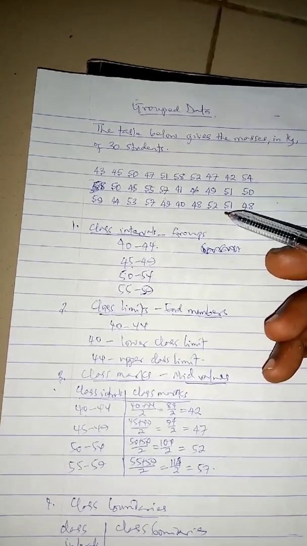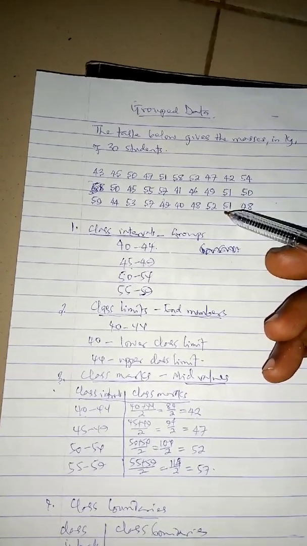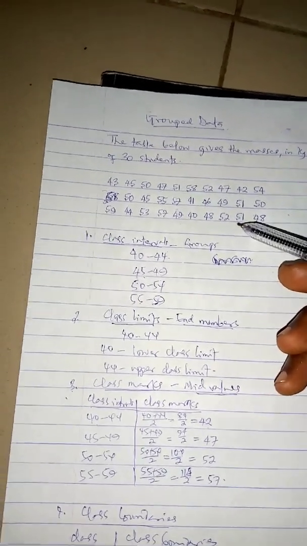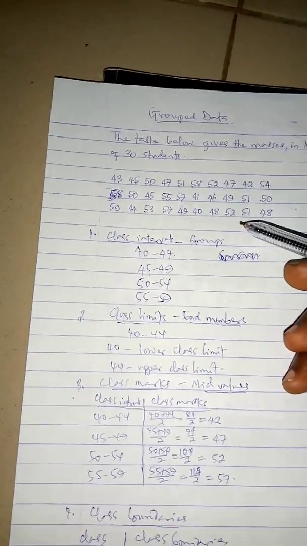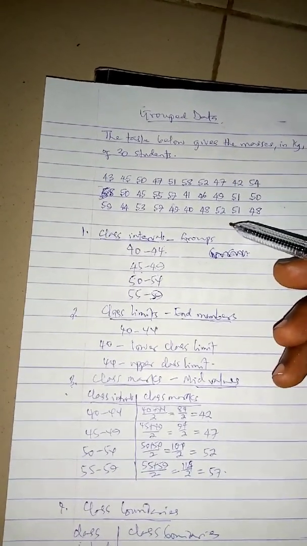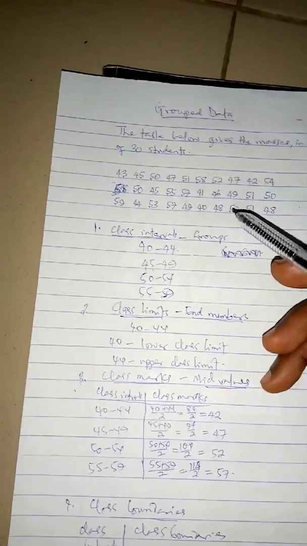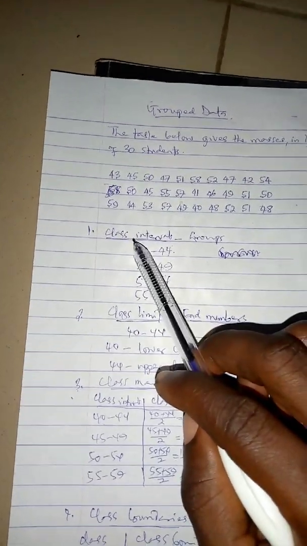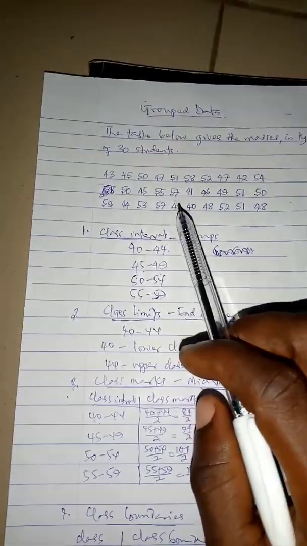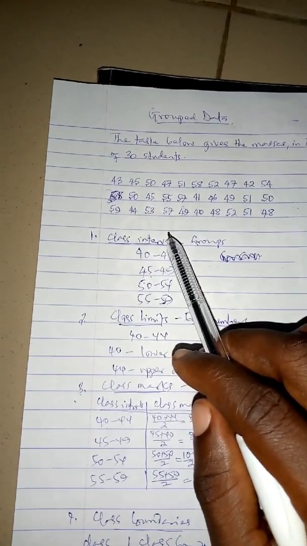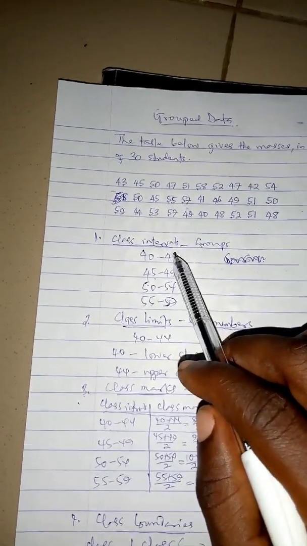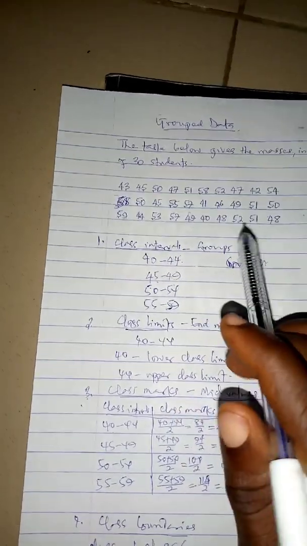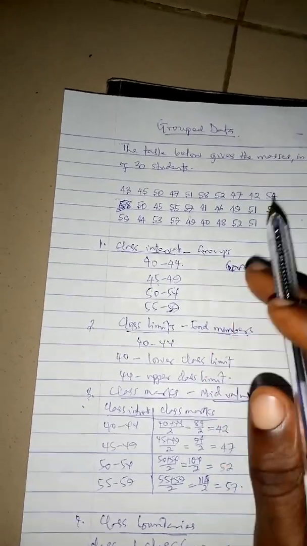Therefore, we came up with what we have as grouped data that will make you work in an easier form. But before you start grouping, there are some statistical parameters that you need to know. The first one, we call it the class intervals. Your class intervals are groups into which the data is classified, and each group must contain equal units of information.